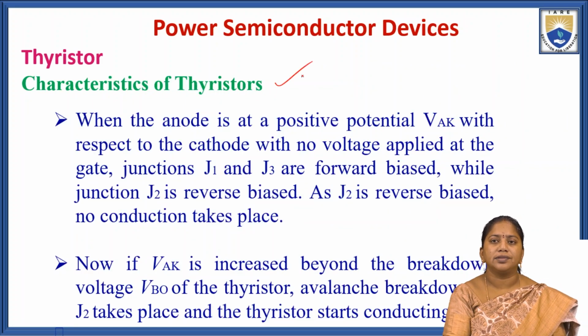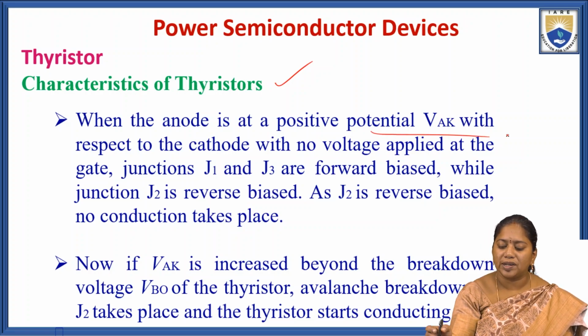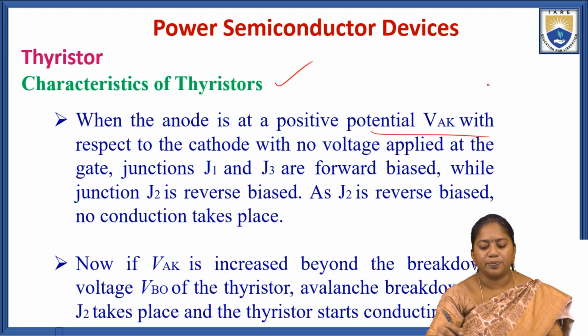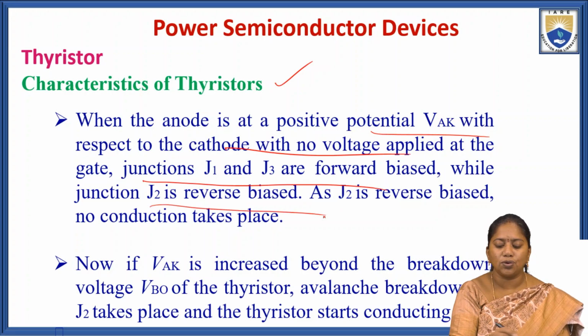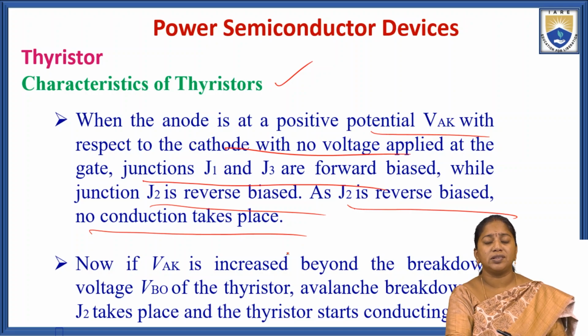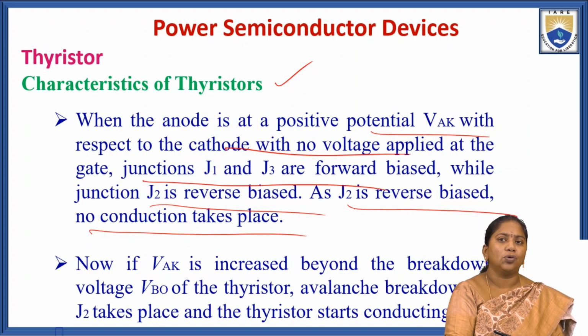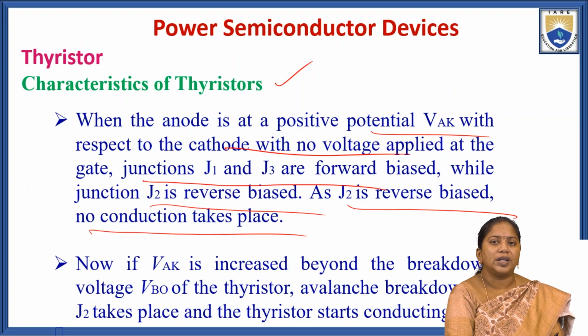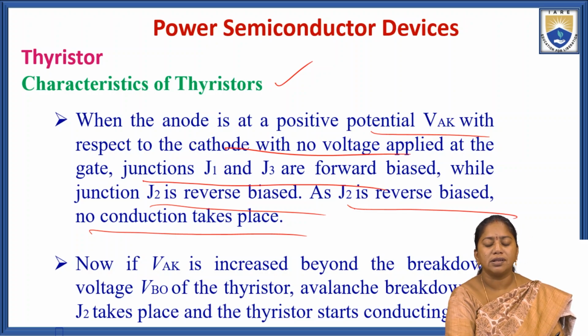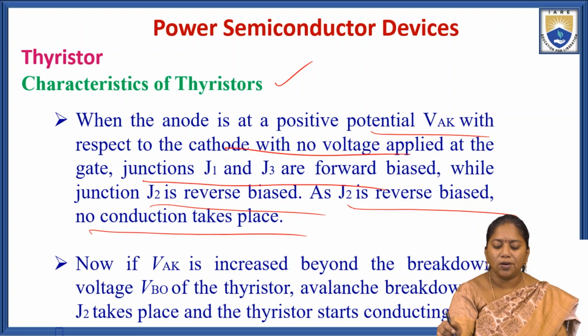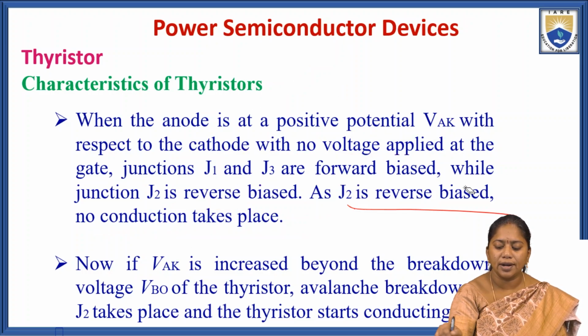Characteristics of the thyristors. When the anode is at positive potential, that is VAK, with respect to the cathode, with no voltage applied at the gate, junctions J1 and J3 are forward biased while junction J2 is reverse biased. As J2 is reverse biased, no conduction takes place, as usual in the Shockley diodes.